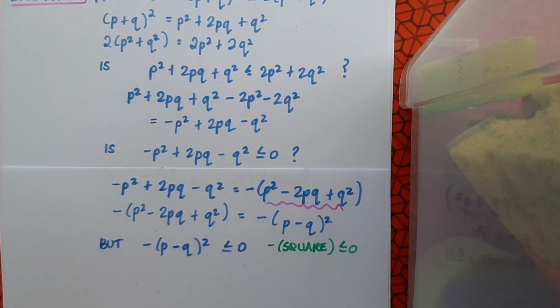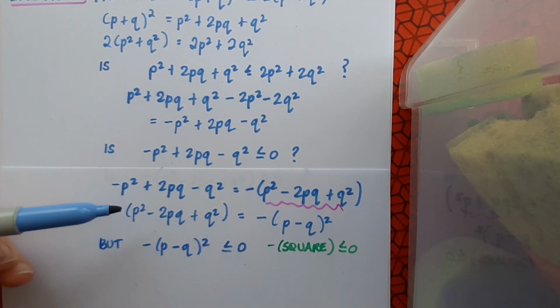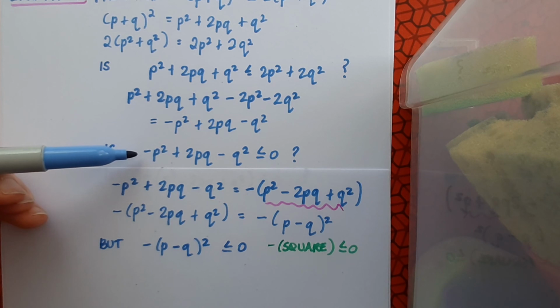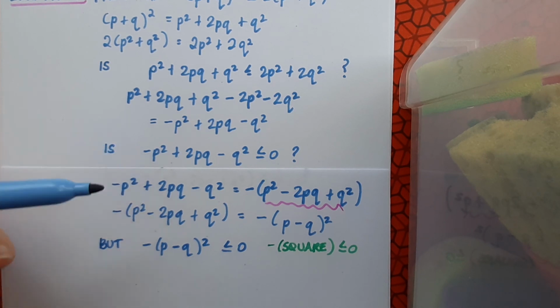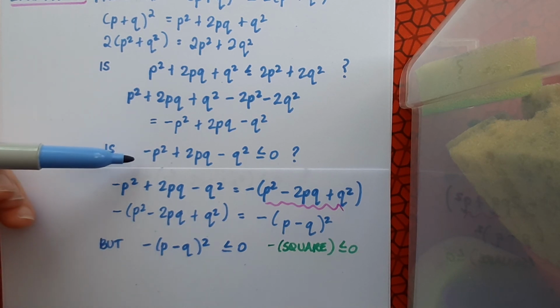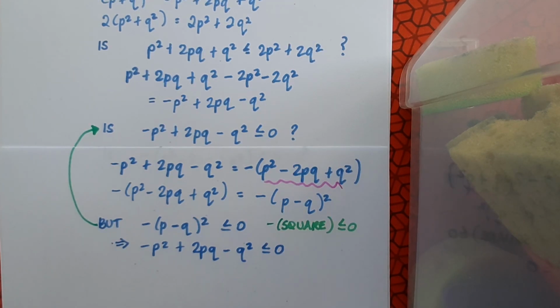And now I'm going to link it back through the stages that I brought it through. So this minus p minus q squared came from this line here that I was asking about, minus p squared plus 2pq minus q squared. So if this is true, then this line must be true. So I've linked back to that.